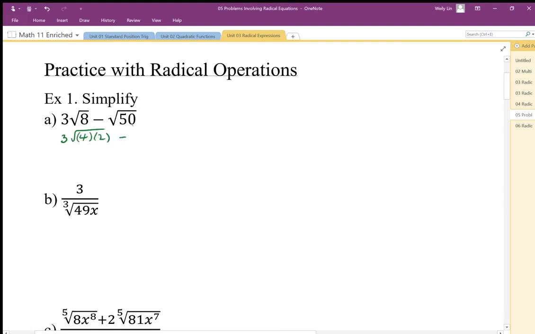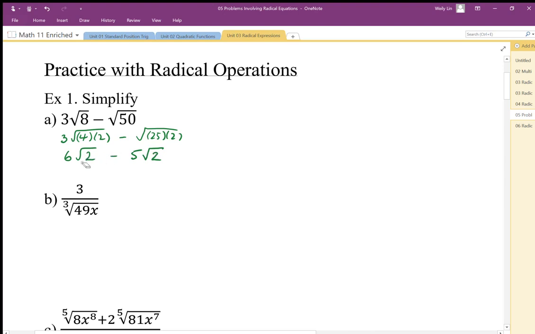And here we have a perfect square of 25, so we have root 25 times 2. When we take out the perfect square, we end up with 3 times 2 or 6, and left inside the radical is our 2. Here, same thing, we take out the perfect square 25 on the outside, and left on the inside is 2. At this point, we have to check to see if these radicals are like.